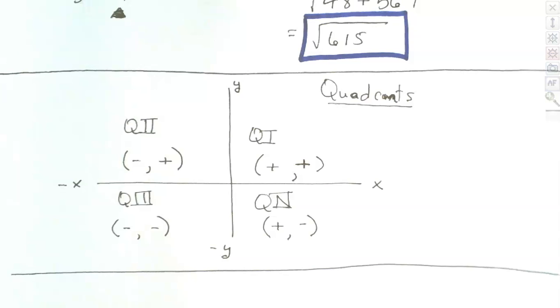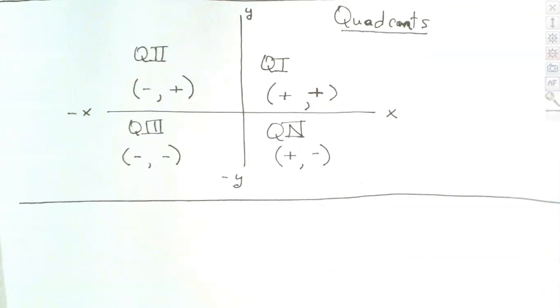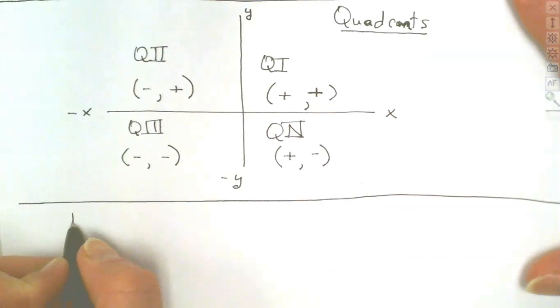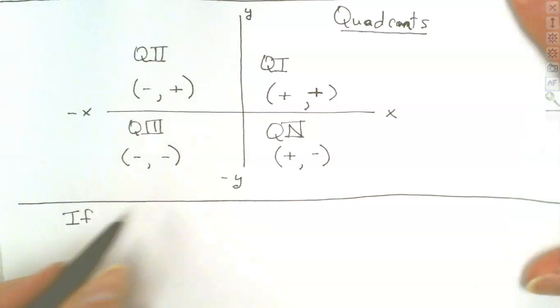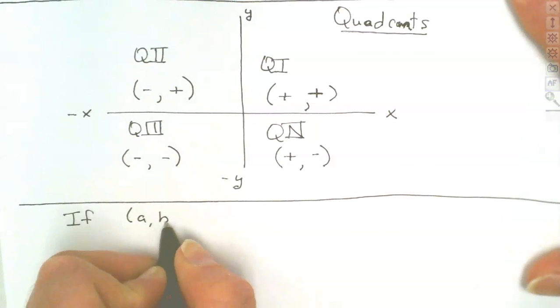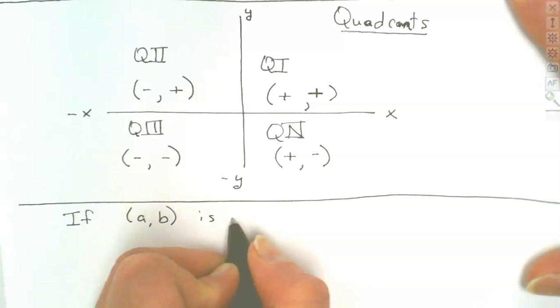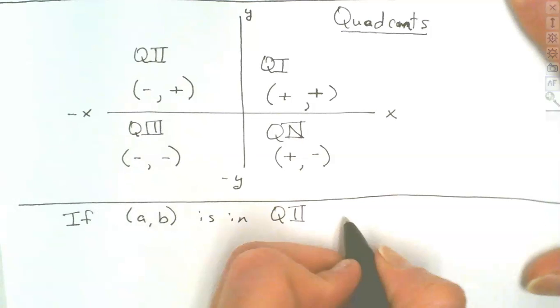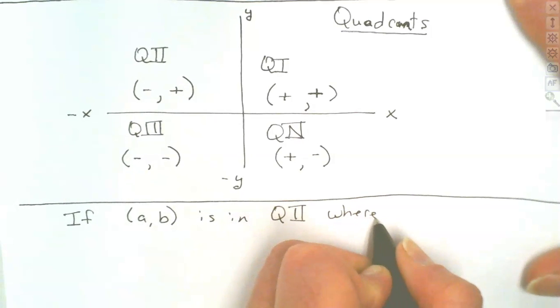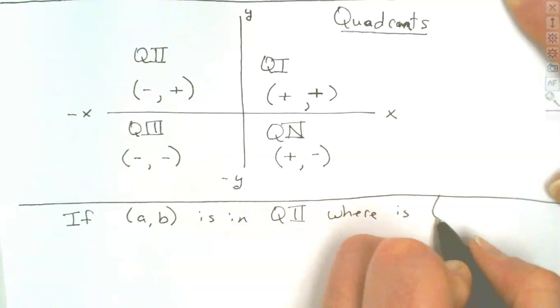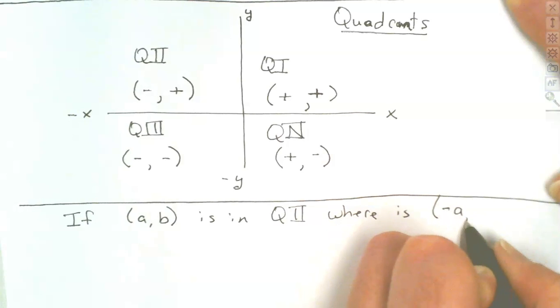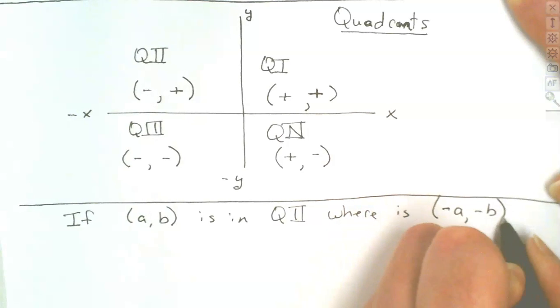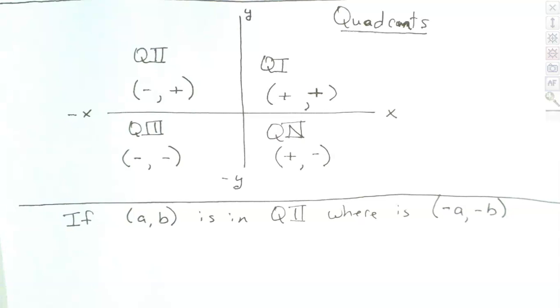So we need to make sure we know what these signs are. So here's the question. If AB is in quadrant 2, where is negative A, negative B? So we need to figure out where this new point is at.